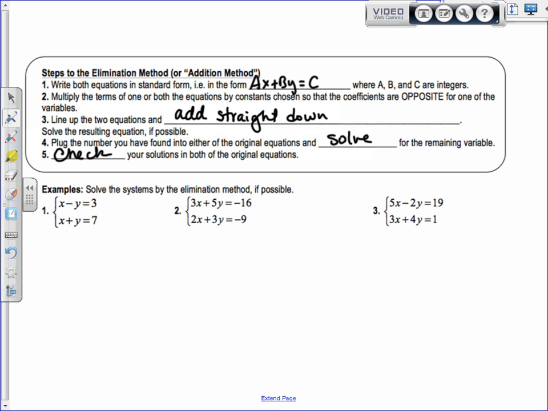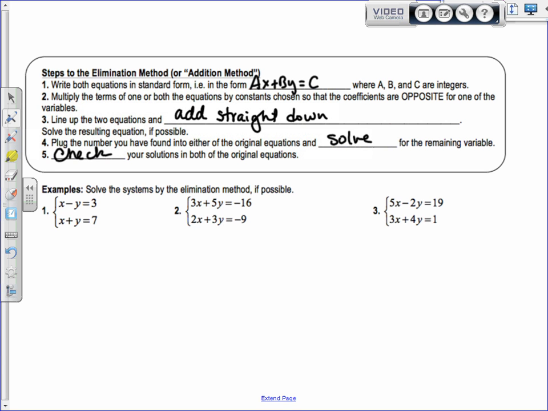Just because if you mess up one of these, you're going to mess up both of the points. And I see that on your test a lot, where if you mess up the x, and then you mess up the y as well, you're missing multiple points, right? So you always want to check. All right, so this first one, I have x minus y equals 3, and I have x plus y equals 7. So they're already in the standard form.